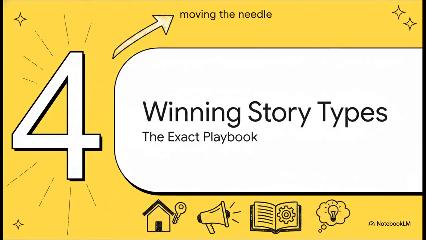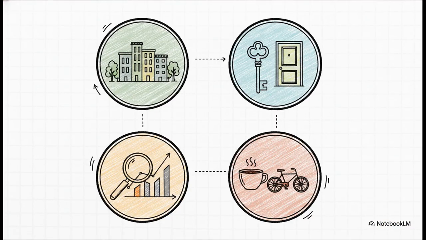Which brings us to part 4. 4 winning story types. Here is your exact playbook. These are the proven formats you can start using today to feed your website massive authority signals. Number 1, neighborhood stories. Think titles like Living in Belmont Shore, What Buyers Love, or 7 Buildings You Need to Know.